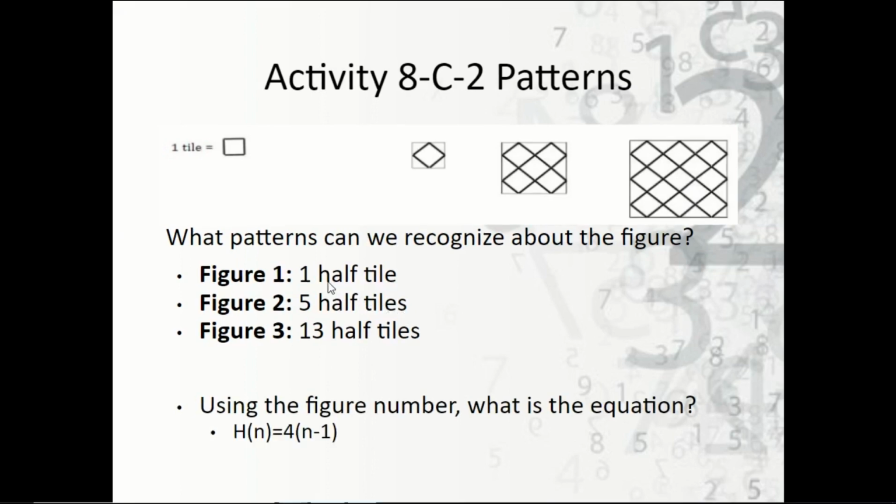So what we should notice is from figure 1 to figure 2, we added 4 tiles to our figures. And then here from 5 to 13, we added 8 tiles. So we can see that the pattern is it's going to be 4, 8, then 12, 16, and so on. So each time we're going to multiply 4 times whatever the previous figure was, which is n minus 1. So it'd be 4 times n minus 1 would be my pattern.